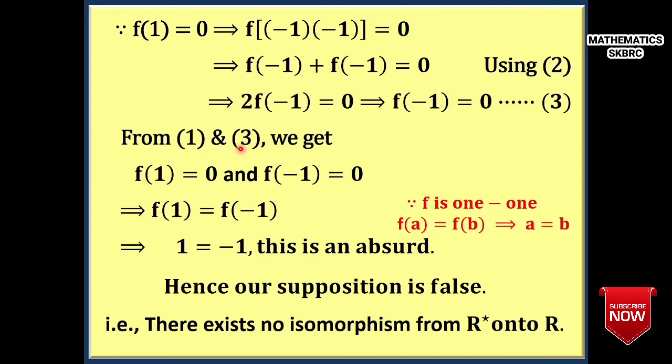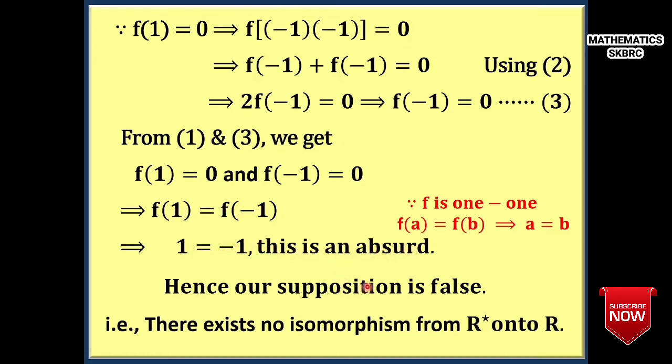From 1 and 3, we get f of 1 is equal to 0 and f of minus 1 equal to 0. That gives f of 1 is equal to f of minus 1 equal to 0. Since f is an isomorphism from G to G dash, it satisfies the 1-1 condition, onto condition and homomorphism condition. By definition of 1-1 mapping, f of a is equal to f of b gives a is equal to b. That gives f of 1 is equal to f of minus 1 gives 1 is equal to minus 1. This is absurd.